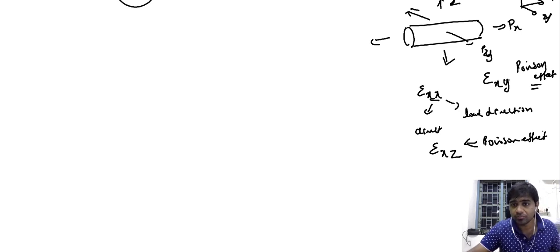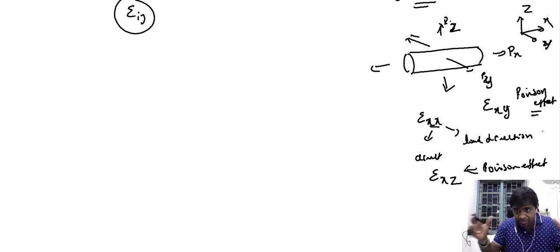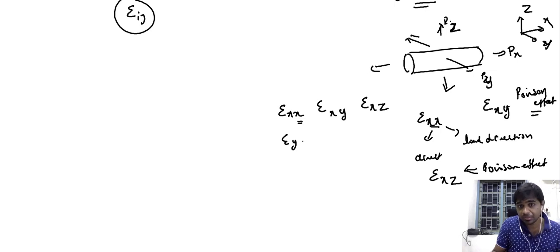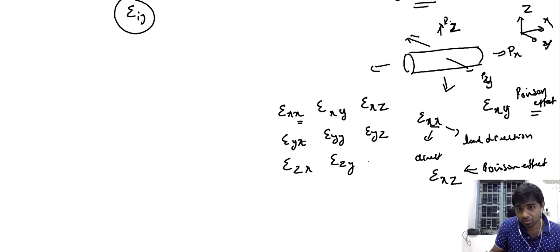So essentially what we have is the strain along the x direction. It can be due to the load along the x direction, or due to the load along the y direction, or due to the load along the z direction. In the same way, the strain along the y direction can be due to the load along the x direction, load along the y direction and load along the z direction. In the same way, the strain along the z direction can be due to the load along the x direction, load along the y direction and the load along the z direction.